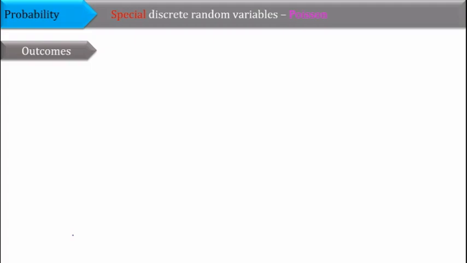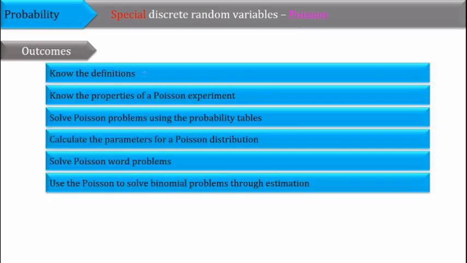Hi everyone. In this session I'll be looking at another special discrete random variable, which is the Poisson. As usual, we'll start with the outcomes. First of all, know the definitions. Secondly, you must know the properties of a Poisson experiment. Then you must be able to solve problems using the Poisson tables. You must be able to calculate the parameters for a Poisson distribution. You must be able to solve word problems, and you must be able to use the Poisson to solve binomial problems by estimating the binomial problem using the Poisson.